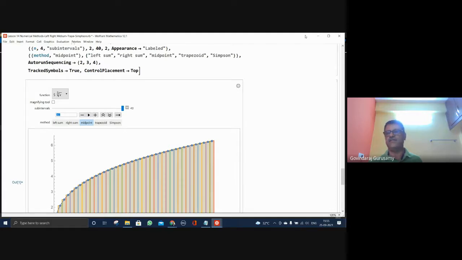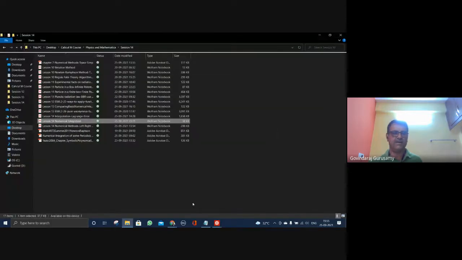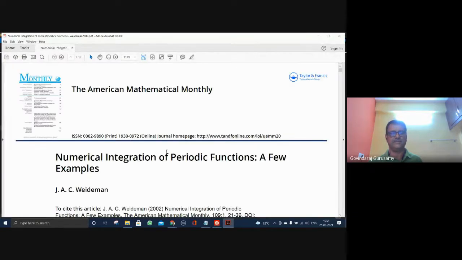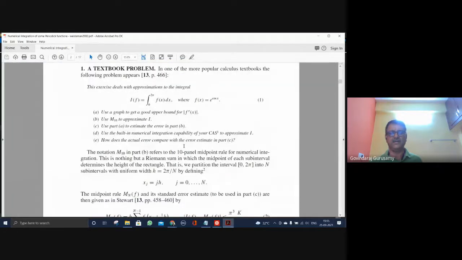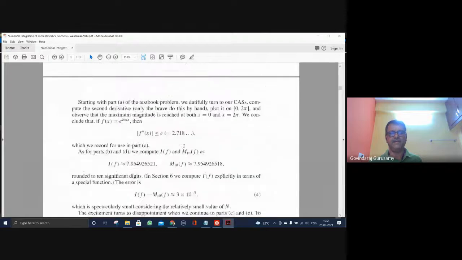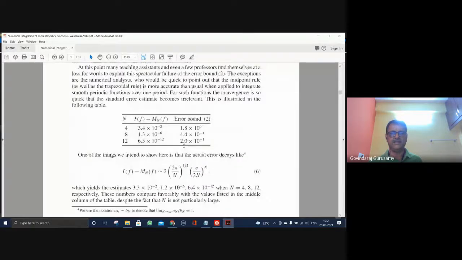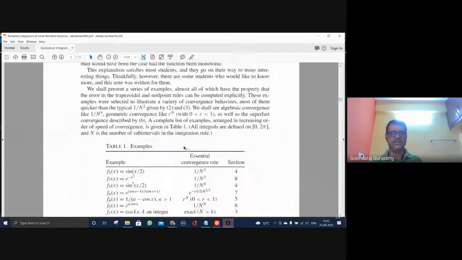Right? If I am right, I have one of the math papers on integration. Yeah, you can see here. Okay, numerical integration of periodic functions. You have a few examples when this is published. American Mathematical Monthly. Okay, and this paper contains all the things which we are trying to describe for understanding this numerical integration. About 26, how many pages? About a 26-page article.